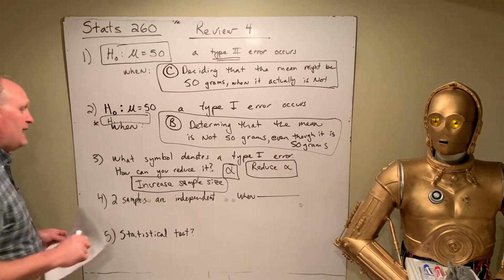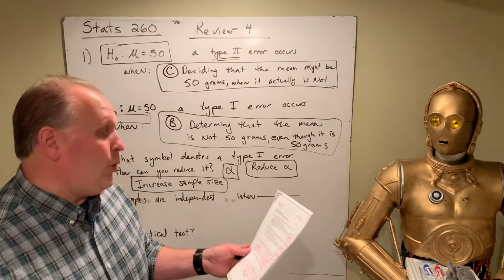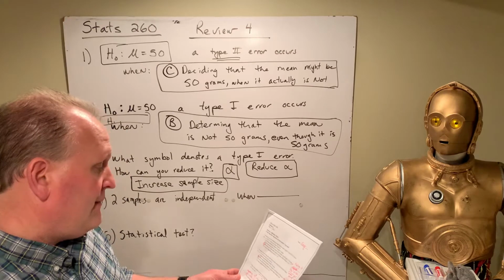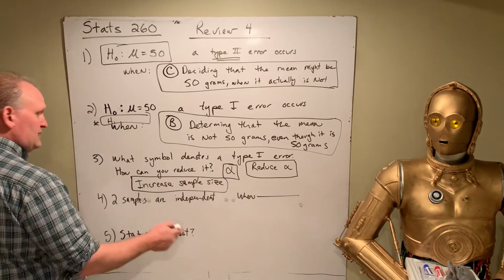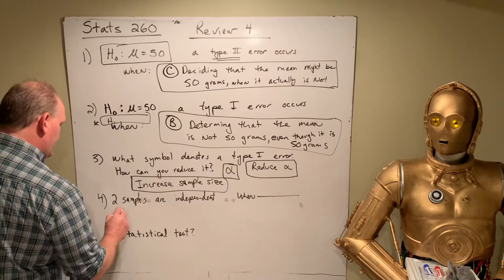So, okay, two samples are independent when the selection process in no way influences the other sample.